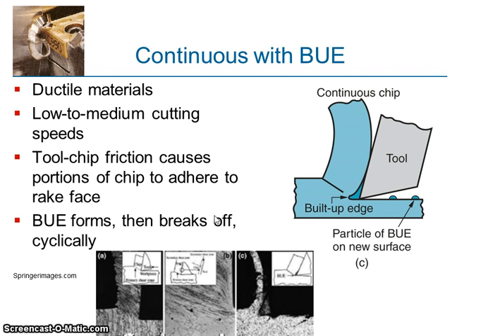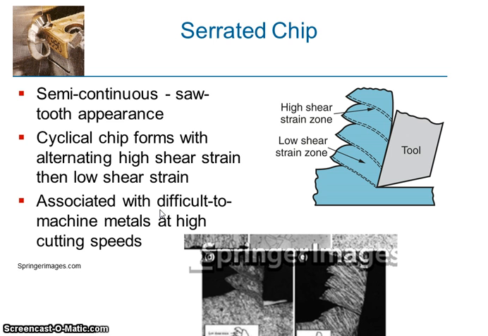And next we will see continuous chip with built-up edge. This is mainly seen for ductile materials having low to medium cutting speeds. Tool chip friction causes a portion of the chip to adhere to the rake face. This is called a built-up edge. The built-up edge continuously forms and breaks off cyclically.